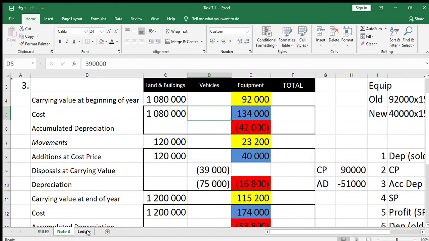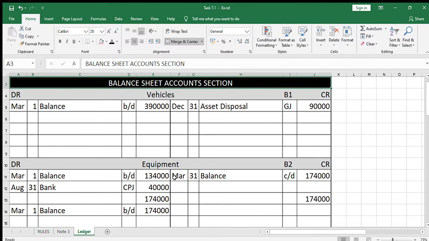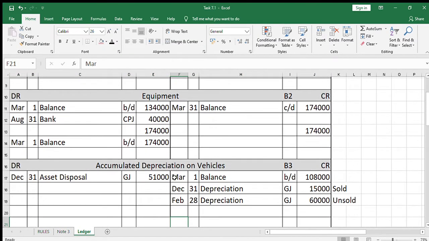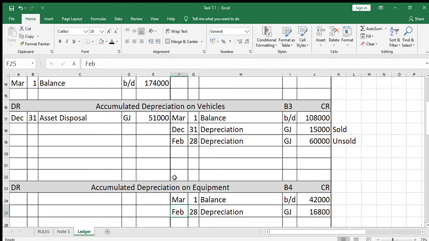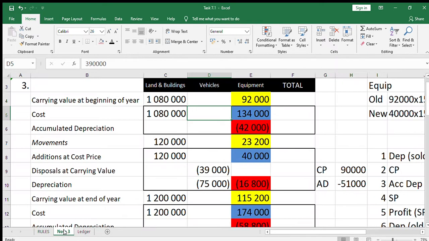Okay, before we do that, let's go to the ledger accounts. Now, the ledger accounts for vehicles, it's done. You can balance it by yourself. For accumulated depreciation in vehicles, it's also done, and you can just balance it by yourself. The reason I'm not going to balance it is because we are going to be calculating the same figures in note 3. Okay, so let's go.